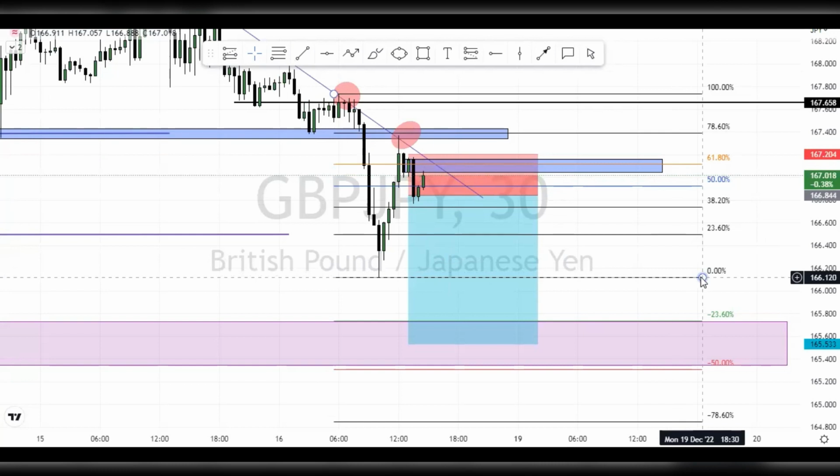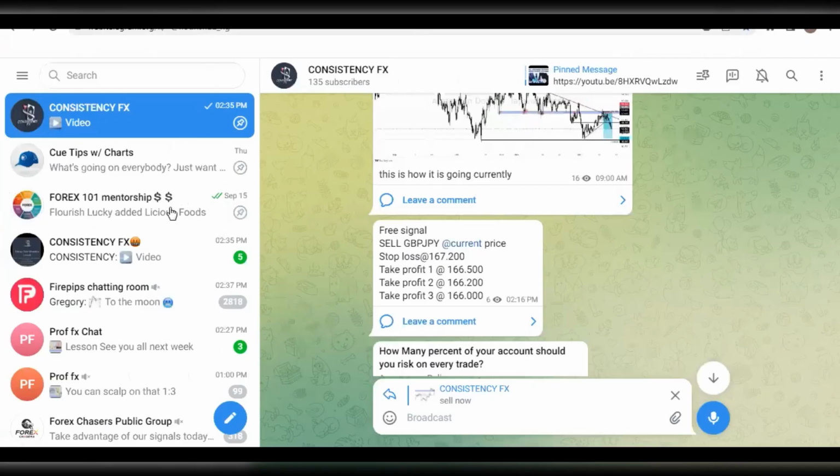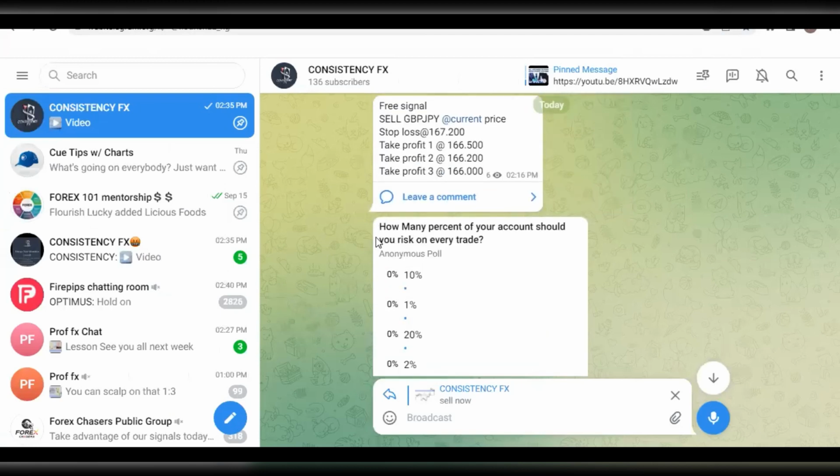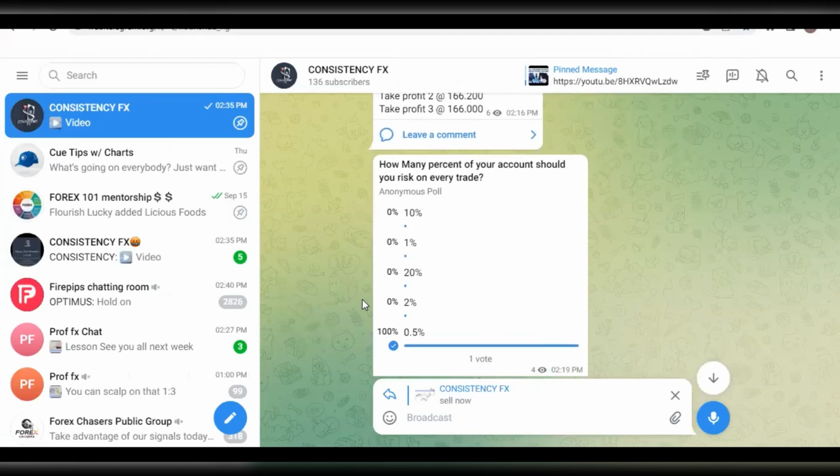Like I usually tell my students, do not risk more than 1 to 2% of your account at a particular point in time. Now, I dropped a poll here on my Telegram channel, and I asked, how many percent of your account should you risk on every trade? I put different percentages there.